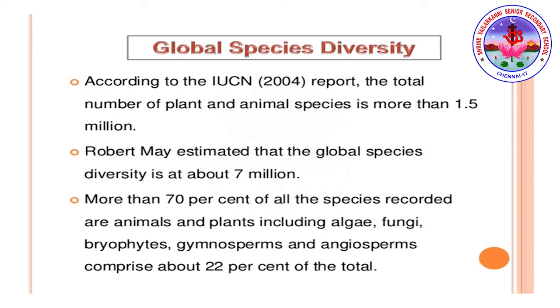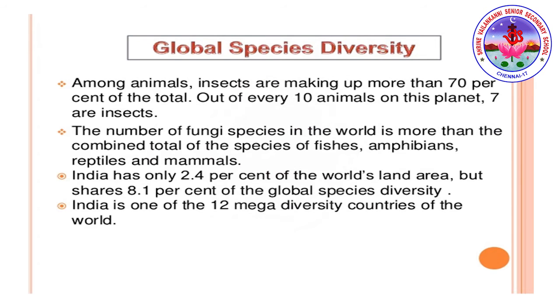Biodiversity and its conservation are vital environmental issues of international concern, as more and more people around the world begin to realize the critical importance of biodiversity for survival and well-being on this planet. According to IUCN, the total number of plant and animal species are described. Among animals, insects make up more than 70% of the total. Out of every 10 animals on this planet, 7 are insects.